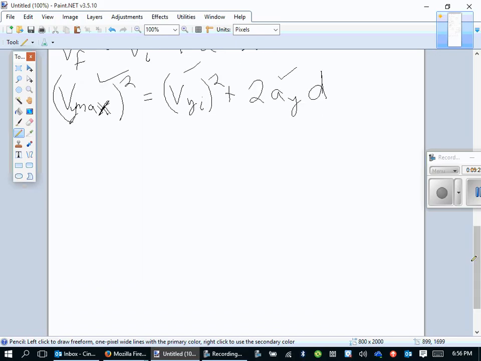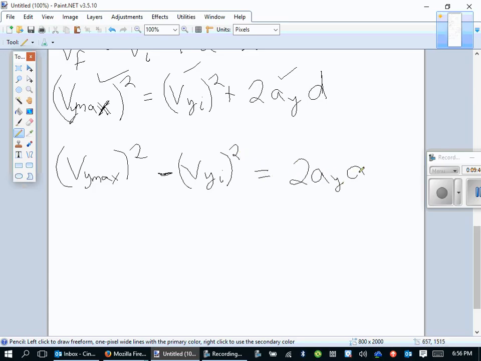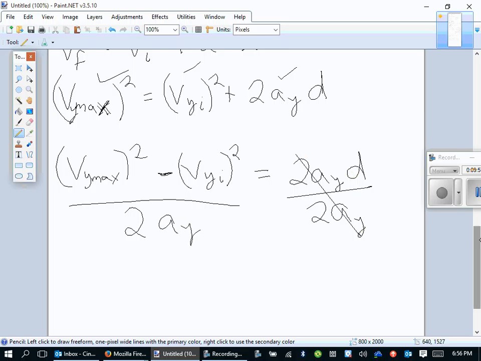Okay, getting d by itself, I'm going to go Vy max squared minus Vy initial squared, and I'm going to get that to be 2 times acceleration in the y direction times displacement. I want displacement by itself, so I'm going to divide by 2 times the acceleration. Okay, that crosses out. I'm just left with displacement.